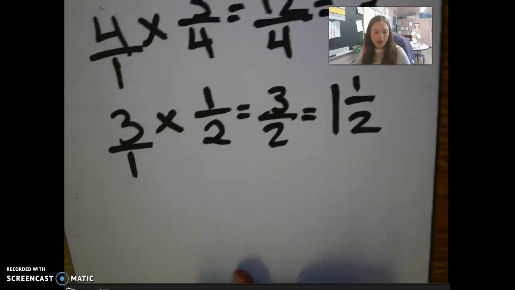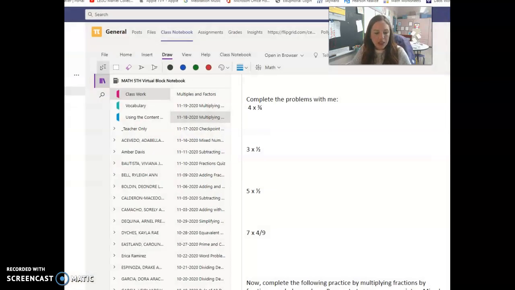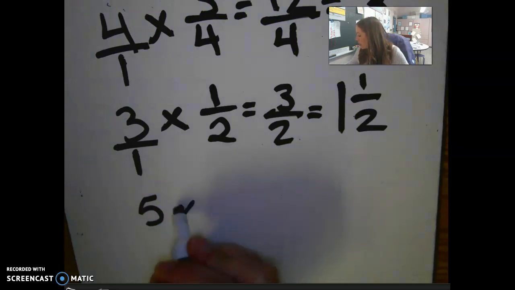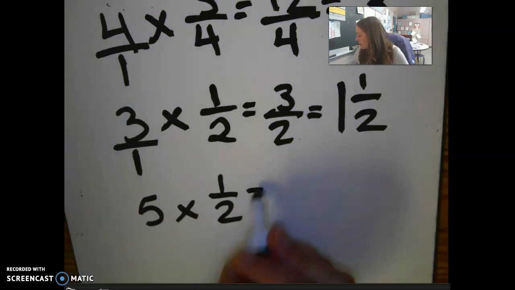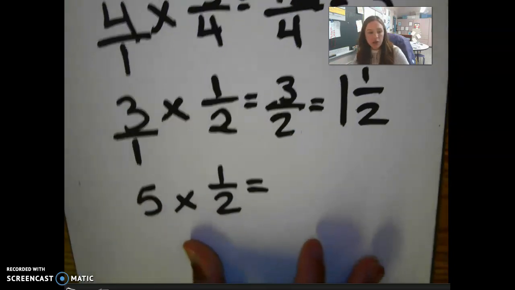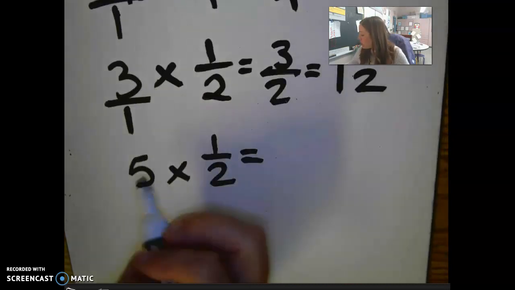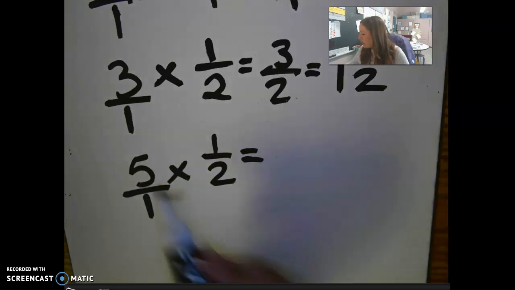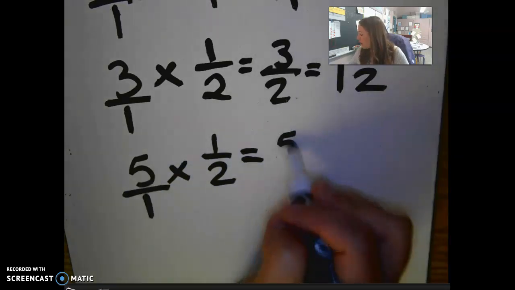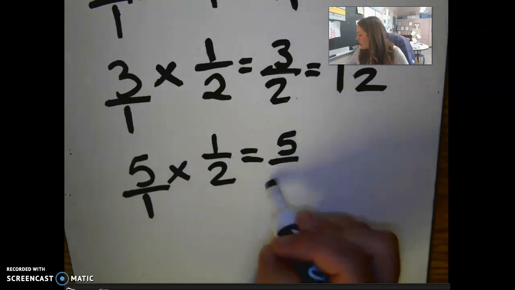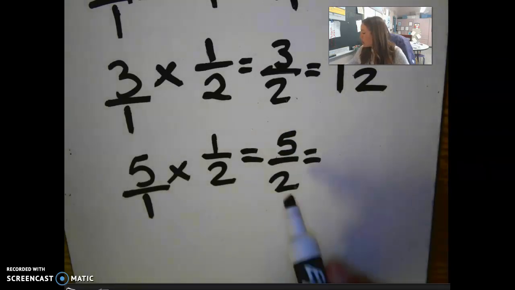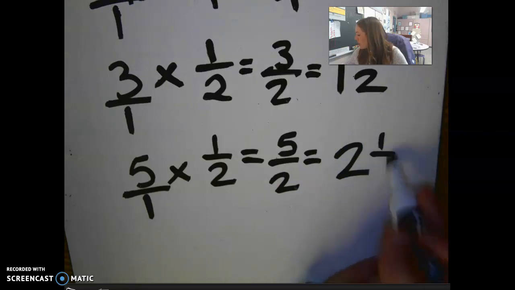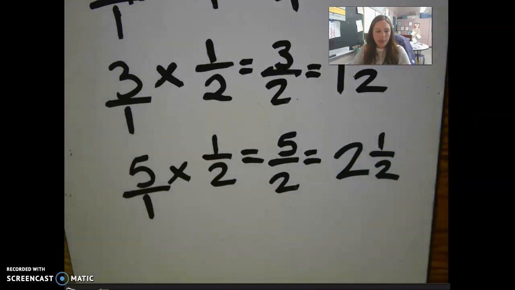All right, let's move on to the next one. See, these aren't too tricky, are they? 5 times 1/2. Now, we already did this one together with our model. I'm going to turn my 5 into a fraction. How do I do it? Put a fraction bar and a 1 underneath. 5 times 1 is 5. 1 times 2 is 2. We know that 2 goes into 5 2 times, and I have 1 out of 2 left over.